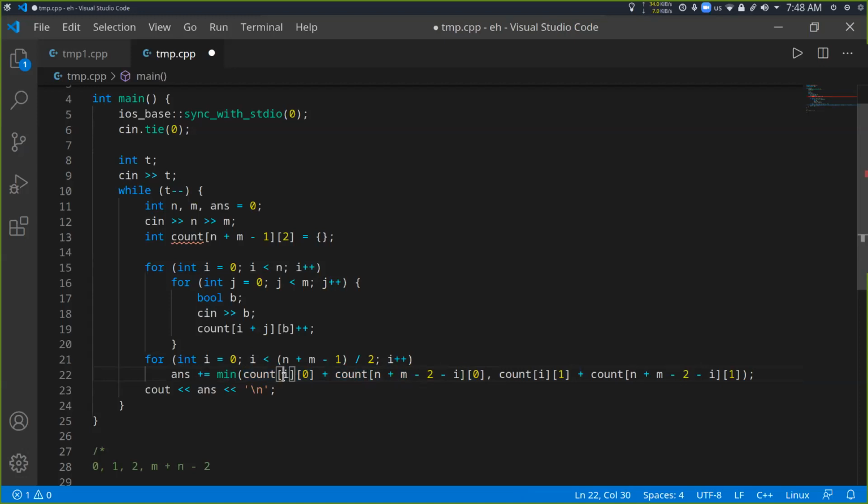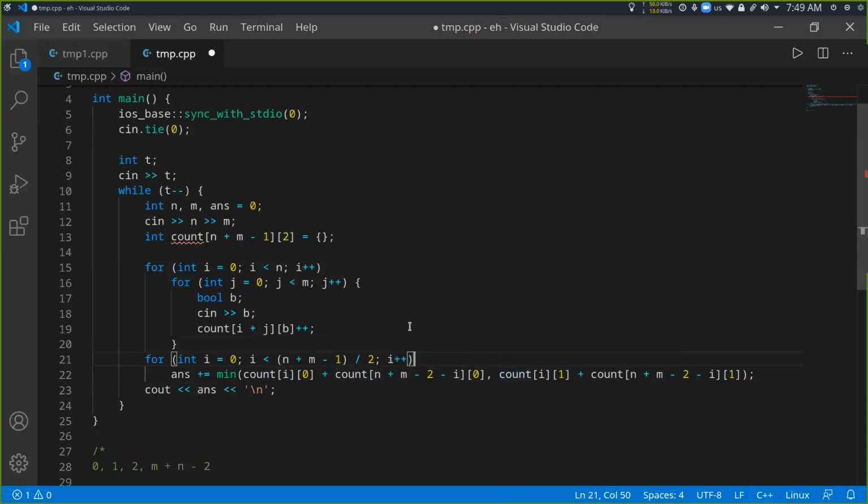Okay, so here is the simple math. n plus m minus 2 minus i. If i is 0, then n plus m minus 2 minus 0 will be the last one. But if i is 1, then n plus m minus 2 minus 1 will be the second last one. So a simple math here, if we just work it out in our head with the first two diagonals, it will be okay. Okay, got it.